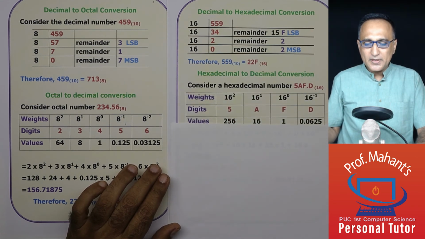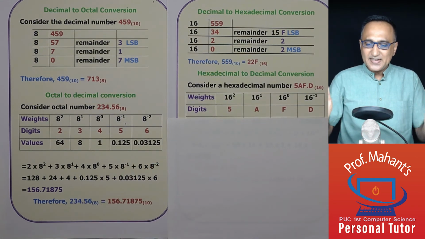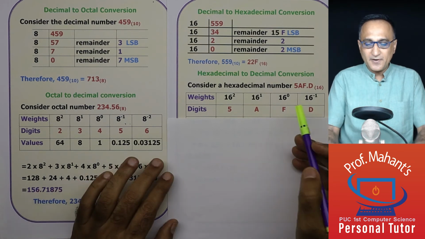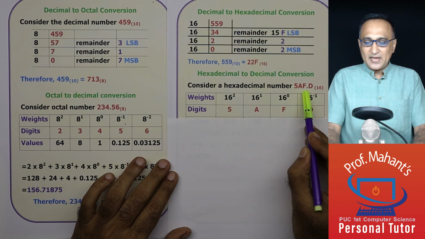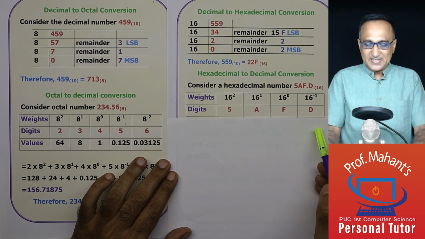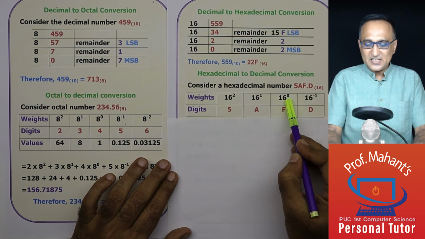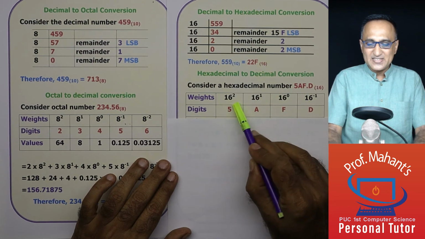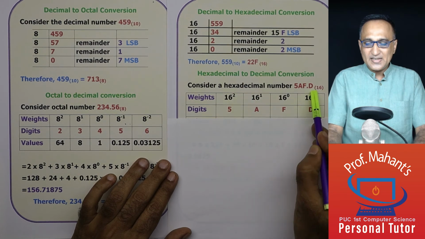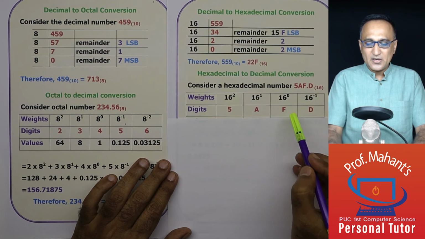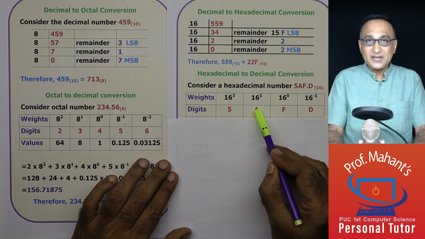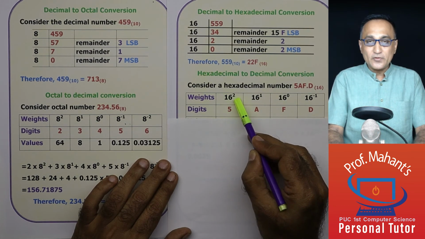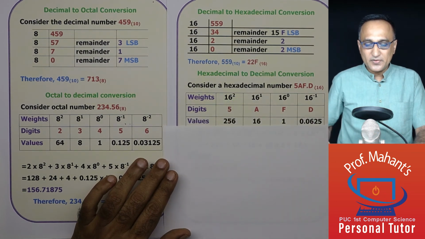Now we are going to convert a hexadecimal to a decimal number, which includes a fraction. My hexadecimal number is 5AF.D to the base 16. So F is 16 raised to 0, the units position, A is 16 raised to 1, 5 is 16 raised to 2, D is 16 raised to minus 1. So I am going to multiply F with 1, A with 16, A is nothing but 10, 5 with 256 because 16 into 16 is 256.